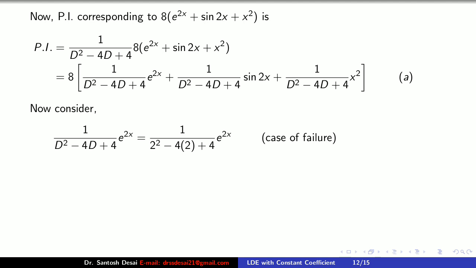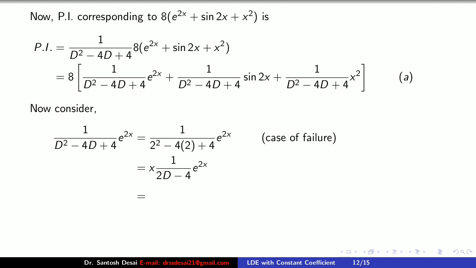Now if we are getting the case of failure, we apply the method for case of failure. And the method for case of failure is, first we write the independent variable. So here the independent variable is x. Then write the derivative of the denominator only. So here the derivative of d square minus 4d plus 4 is 2d minus 4 into the exponential function e raised to 2x. And again apply the same method. Again replace d by 2.